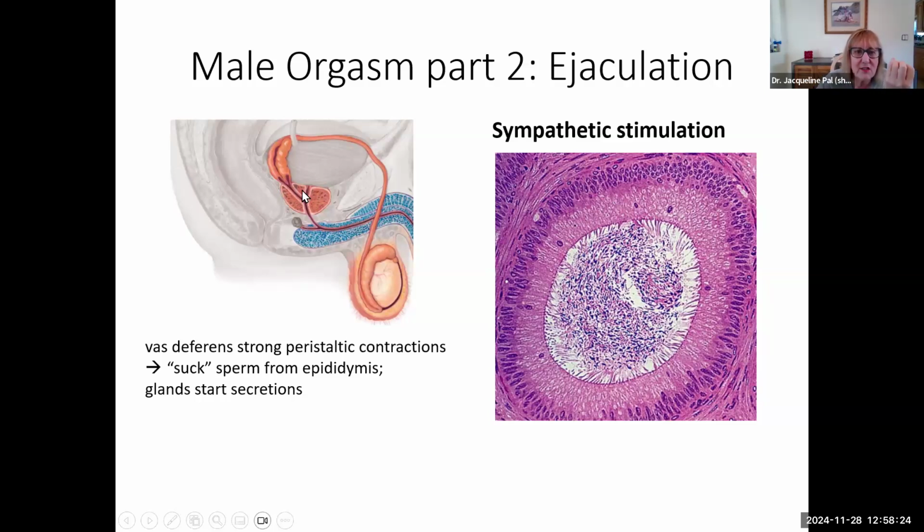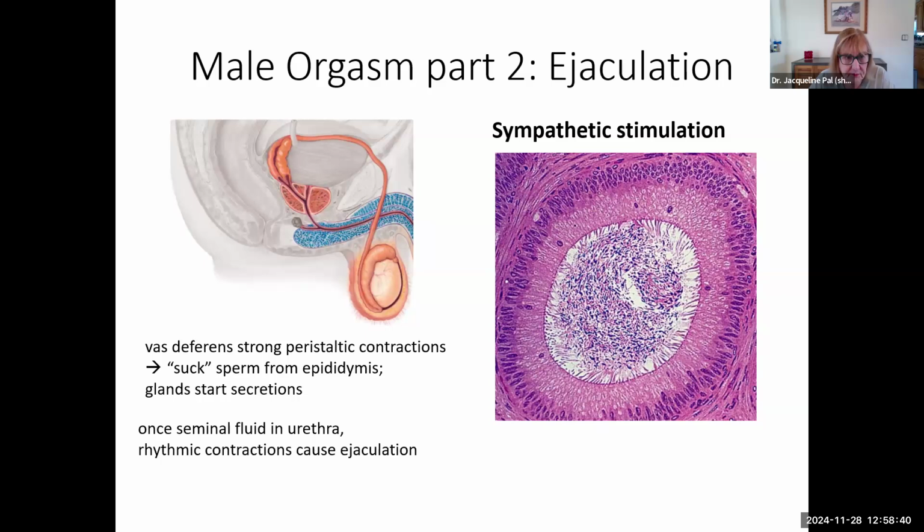And the glands, those three glands we talked about, the prostate gland, the seminal vesicle, and the Cowper's gland that have the secretions, they're going to start releasing their secretions as well. Okay. Once seminal fluid is in the urethra, these rhythmic contractions of the vas deferens are going to be causing ejaculation. So everything is peristalsis of the vas deferens.